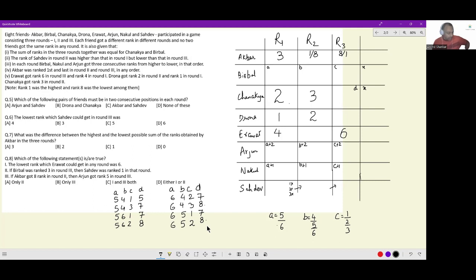Now for these 8 cases, we have to check how many of these are possible and how many are not possible. We start off with something simple. I'm checking the cases in reverse, from 6, 5, 2, 8 and so on. So this is 6, this is 7, this is 8. Now see, in the first column, the only number left is 5.